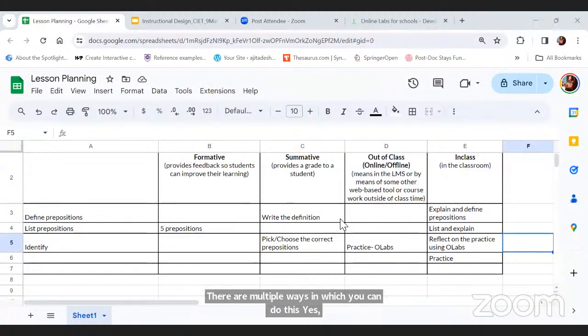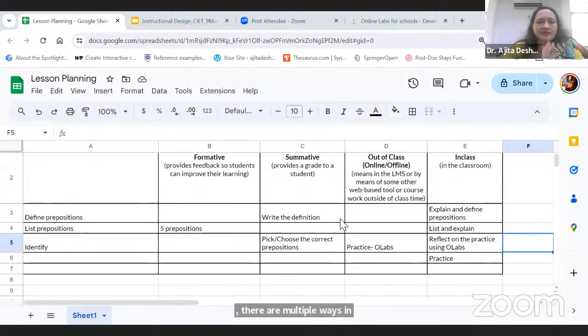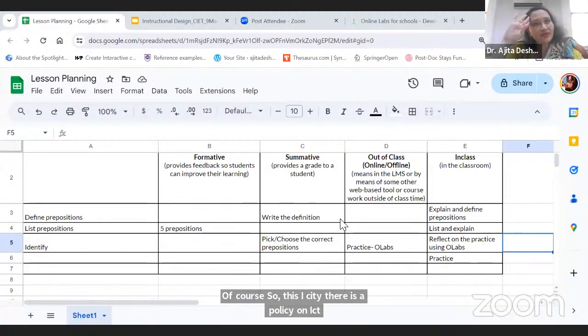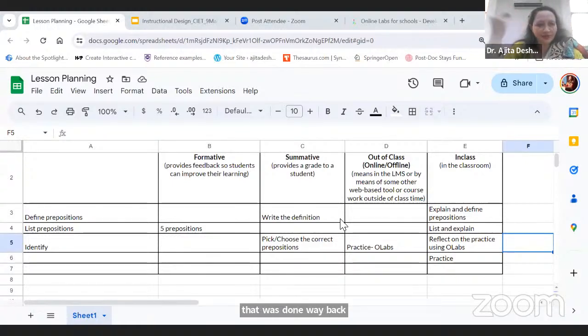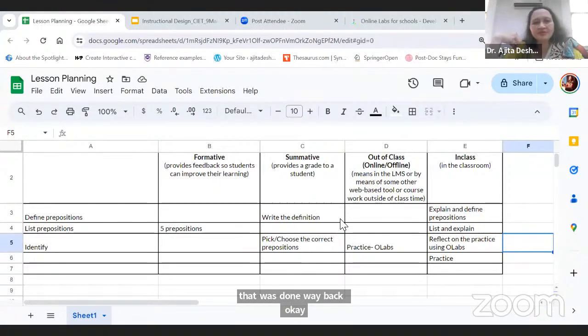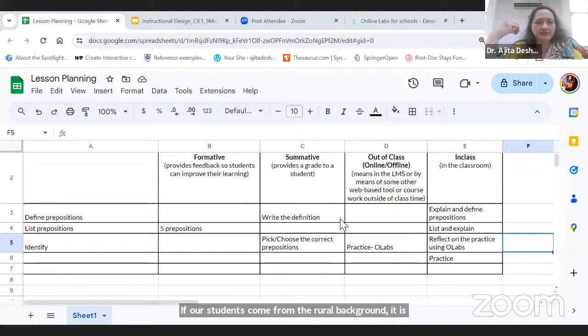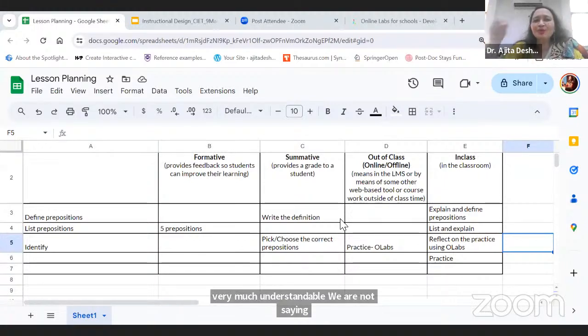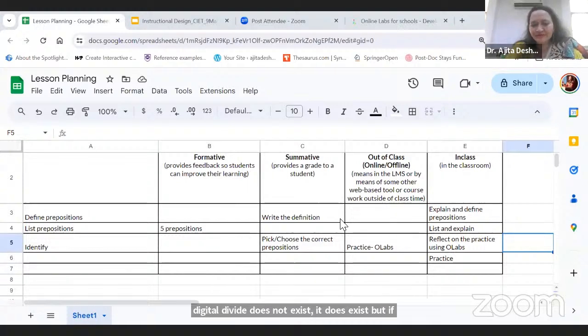There are multiple ways in which you can do this. Many of the things are in the hands of the school and the school leadership, and also the school teachers, of course. This ICT, there is a policy on ICT that was done way back, way before, like 2012. So we cannot say actually that this is something new that is coming in. Second thing, if our students come from the rural background, it's very much understandable. We are not saying that digital divide does not exist. It does exist. But if there is a problem, there are multiple solutions to it. And if we cannot find a solution, then obviously we are the problem.